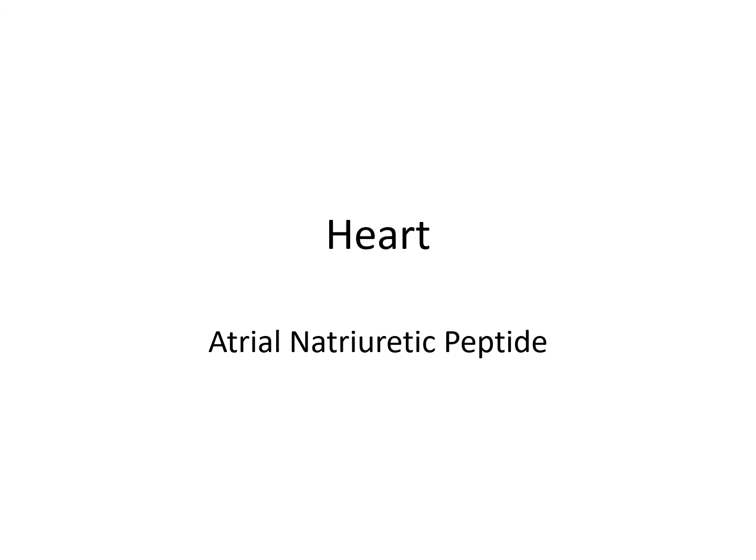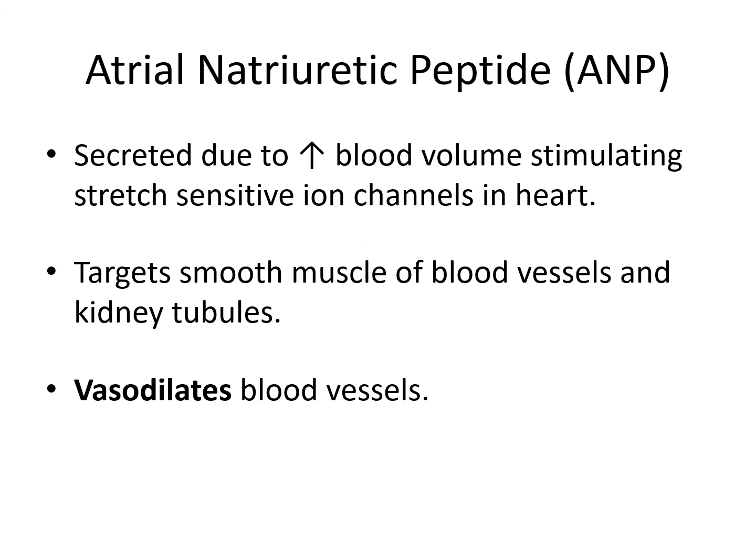The heart, you might have learned in SCB 203, it produces a hormone called atrial natriuretic peptide. Okay. Atrial natriuretic peptide is secreted due to increase in blood volume. So most of the safety mechanisms of the cardiovascular system worry about a decrease in blood volume. Atrial natriuretic peptide is one of the few that is secreted due to increase in blood volume. And it's stimulated by stretch-sensitive ion channels in the heart. And it targets smooth muscle of blood vessels and kidney tubules.